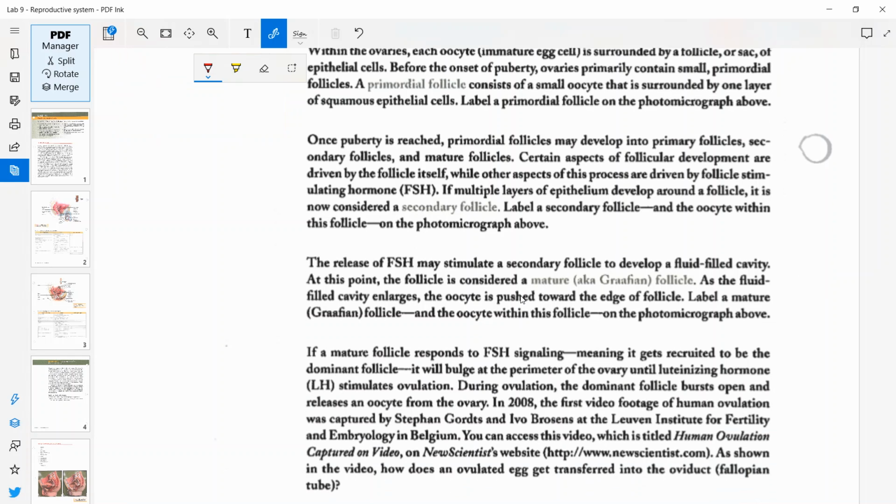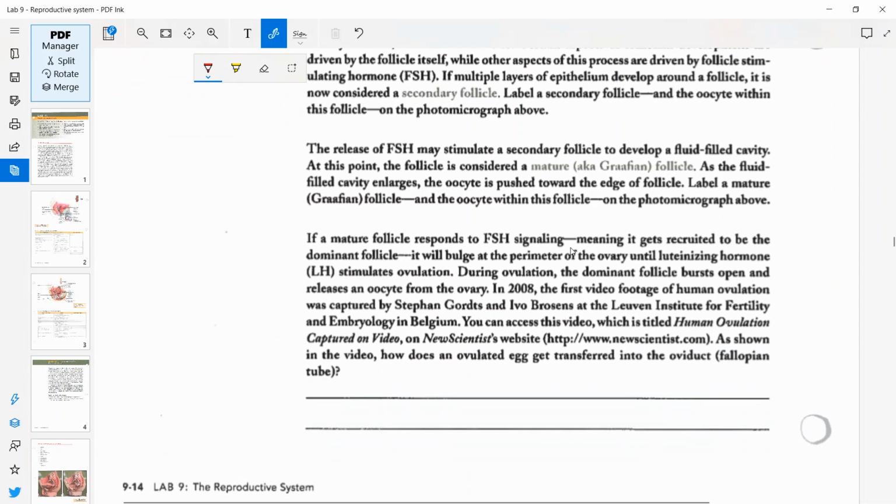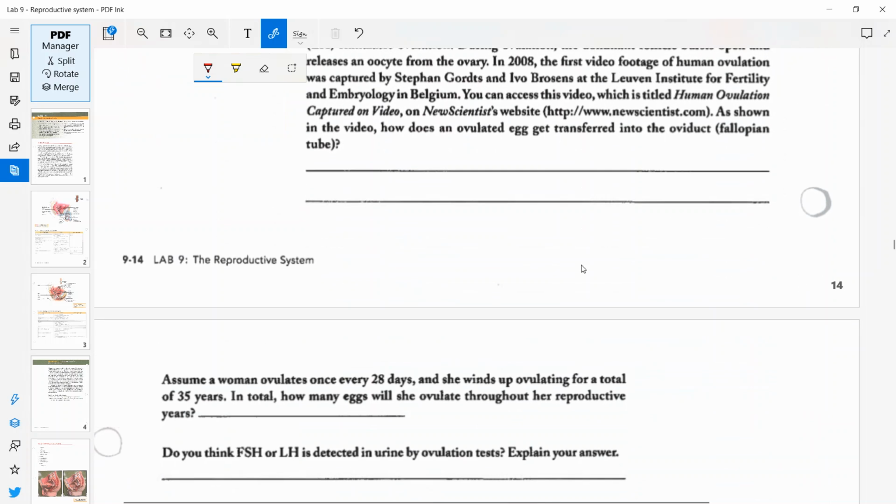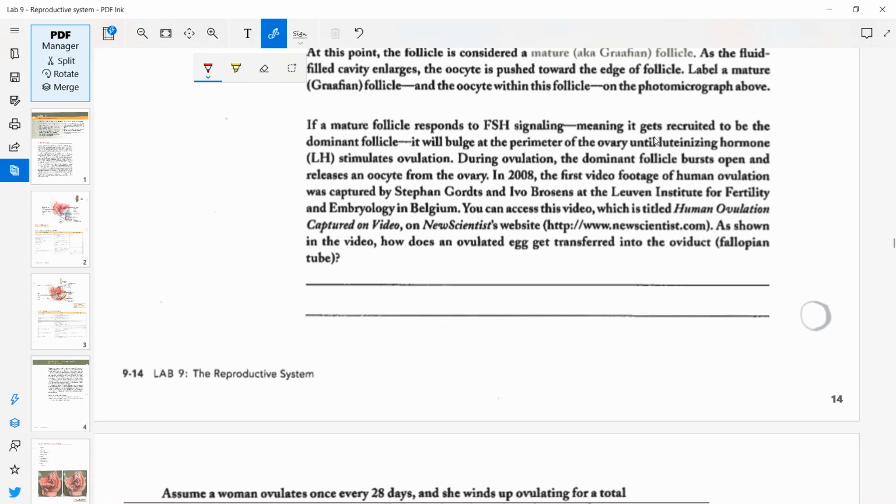Now, that is not human ovulation. How does an ovulated egg get transferred into the oviduct? Now, you have to appreciate it's not an egg that is ovulated. It's the secondary oocyte, but that's me being pedantic.